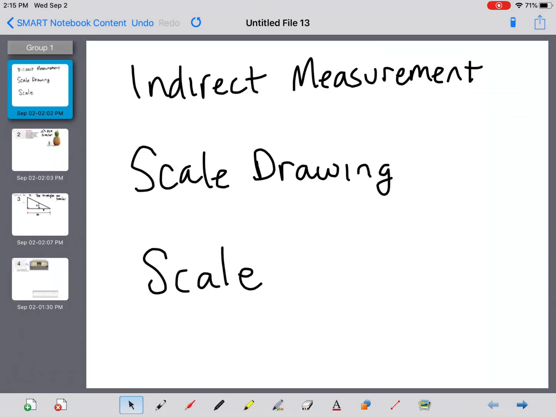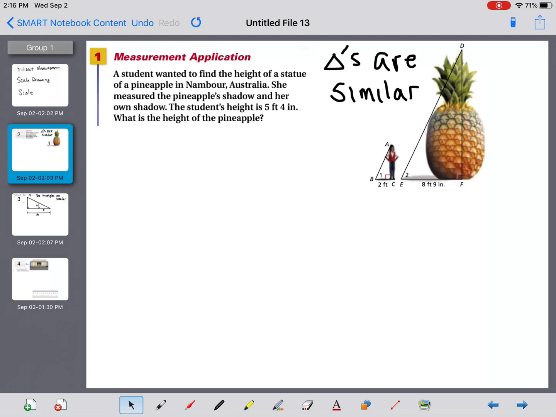In this lesson, we are going to discuss indirect measurement, a scale drawing, and a scale. These are the three words that you should have written down in your math dictionary from the Google Slides posted on the Canvas page. So with that in mind, we're going to dive right into our first example of finding an indirect measurement.